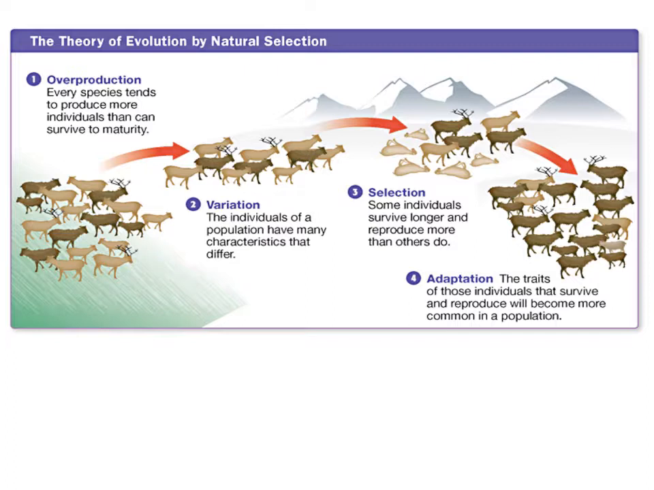Okay. So here's another diagram. So you start out with overproduction. Every species tends to produce more individuals than can survive to maturity. Pretty much, that's just how it is. Any organism will basically procreate, will have more babies, even if there's not really anything around to make them survive.